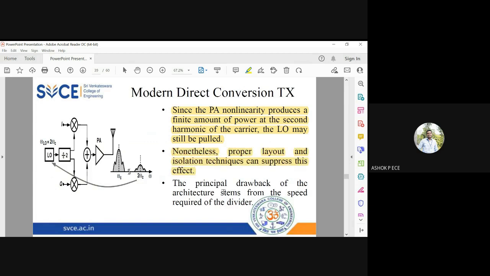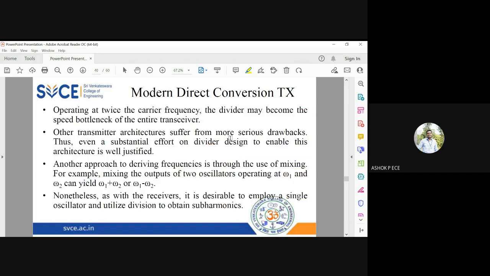The principal drawback comes from the speed required of the divider. The divider has to act in a fast manner, and it should provide the quadrature signal to the I and Q channels at the same time. Otherwise, you cannot reduce the oscillator pulling. And operating at twice the carrier frequency, the divider may become the speed bottleneck.